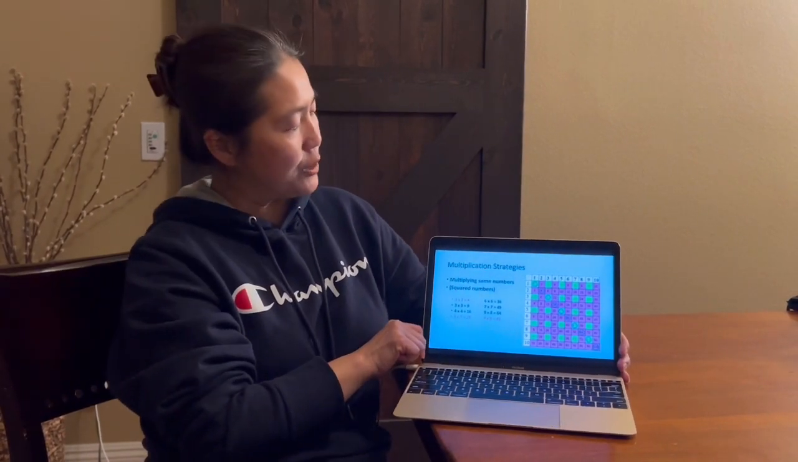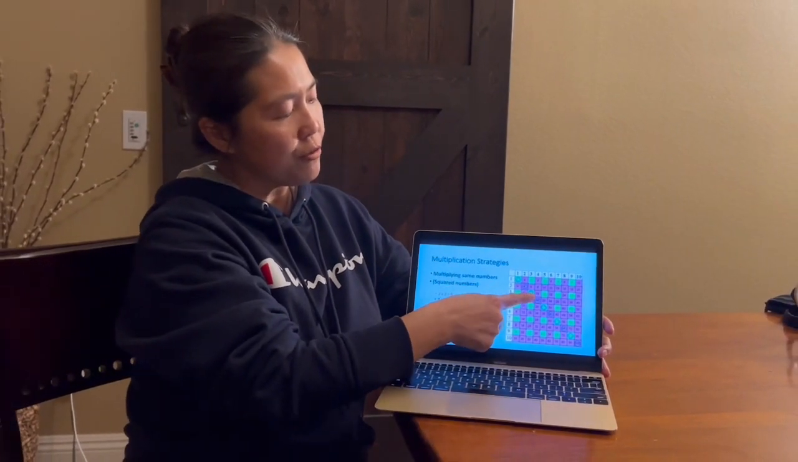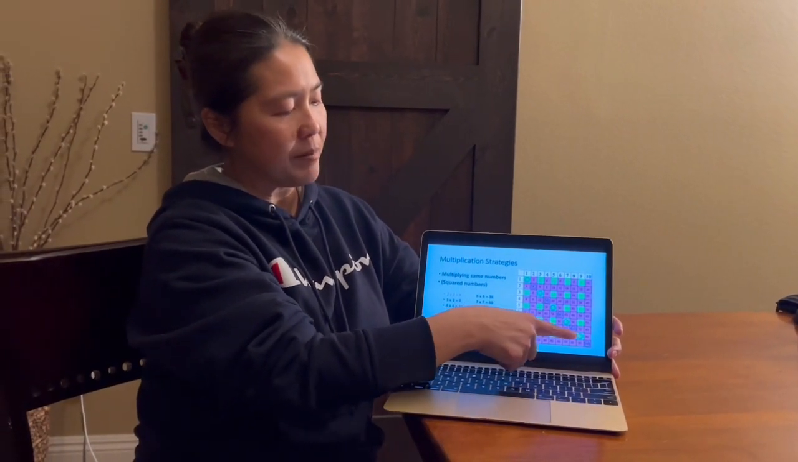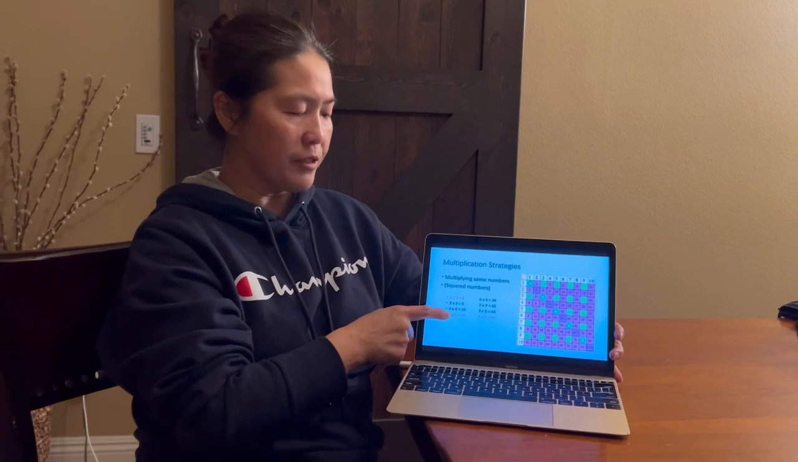The next strategy that we're going to learn is to multiply the same number. So it's 2 times 2, 3 times 3, 4 times 4, 5 times 5, and so forth, all the way to 9 times 9. And we already know 2 times 2, 5 times 5, and 9 times 9. And so we just need to learn 3 times 3, 4 times 4, 6 times 6, 7 times 7, and 8 times 8. So you have 5 special numbers to remember.